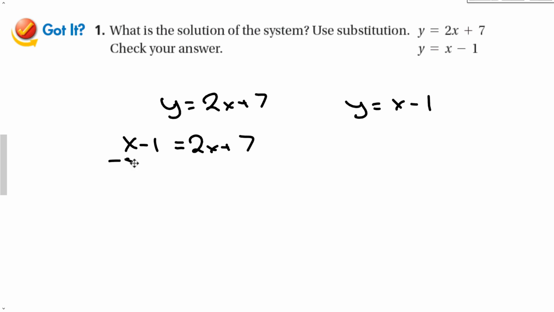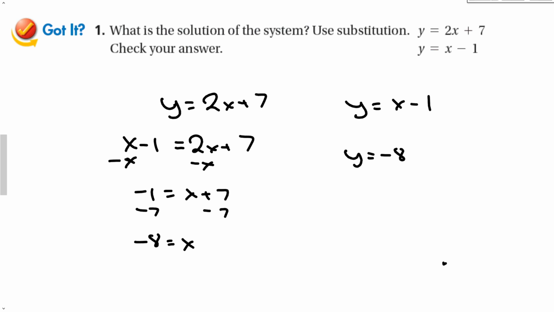Subtract x from both sides to give me negative 1 is equal to x plus 7. And subtract 7 from both sides to give me that x is again negative 8. And then I can plug it into either one. The x minus 1 looks a little bit simpler. So I'm going to say that y is going to be equal to negative 8 minus 1, which is y is equal to negative 9. And my answer as a point is negative 8 comma negative 9.